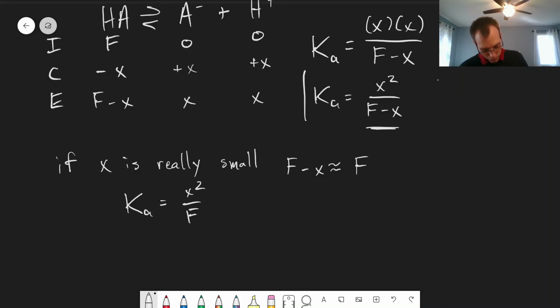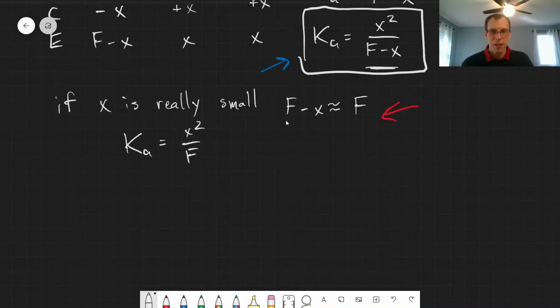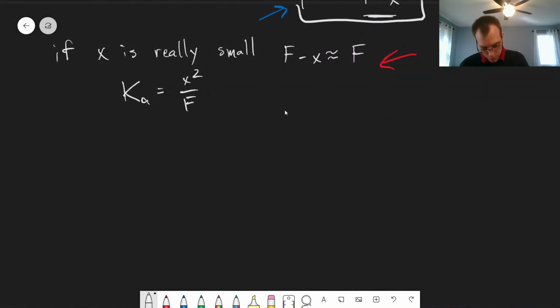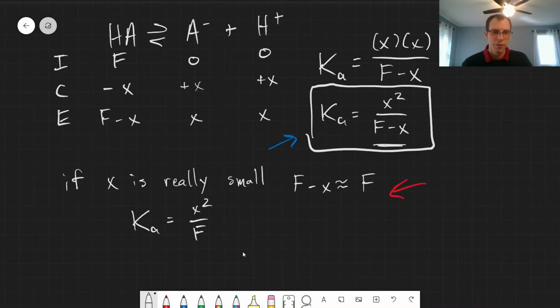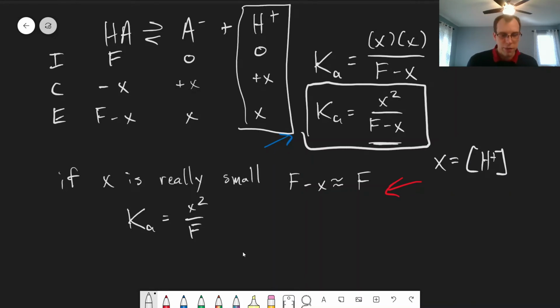So this expression up here will always be true. This expression here is a further approximation that you can sometimes make. But in general, if you want to play it safe, just use this one. You'll always be correct using that one. Okay, so that's how we do weak acids. Weak bases are very similar. And what I should say is when we solve this, what we're going to get is X, which is equal to the hydrogen ion concentration. That's what we define here. And so from that, you can find the pH.